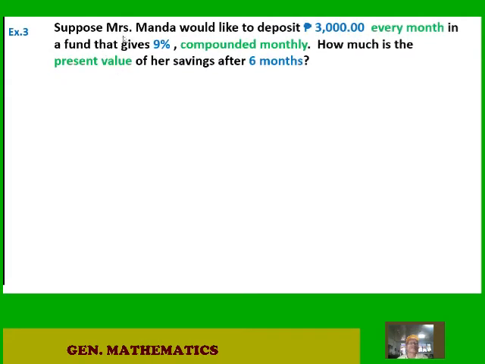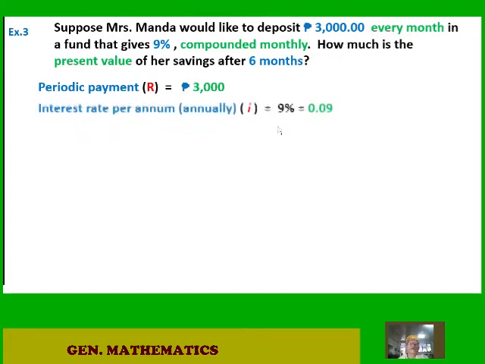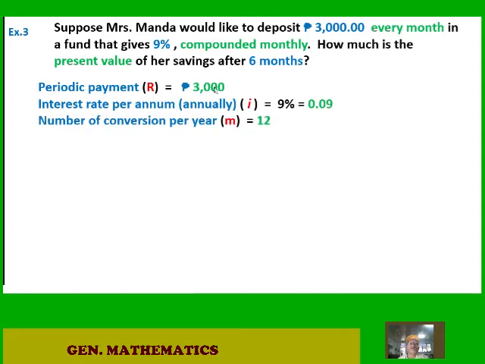Okay. Suppose Mrs. Manda, the same problem as we have previously, but this time let us solve for the present value. We have solved already the future value. R, the periodic payment, is 3,000. 9% as the nominal rate, compounded monthly, M equals 12. It is asking for present value P for 6 months or 0.5 year.